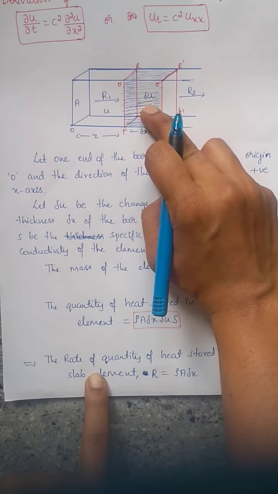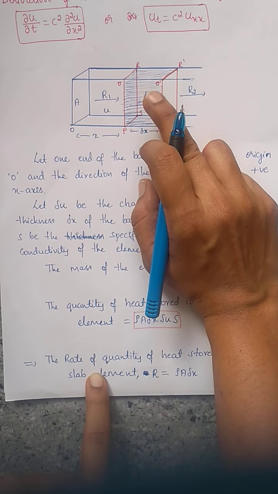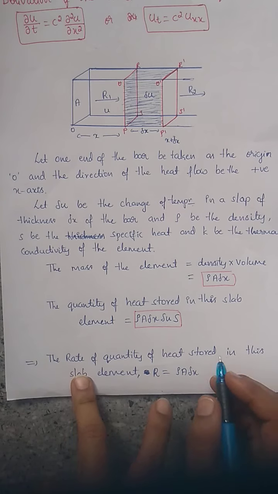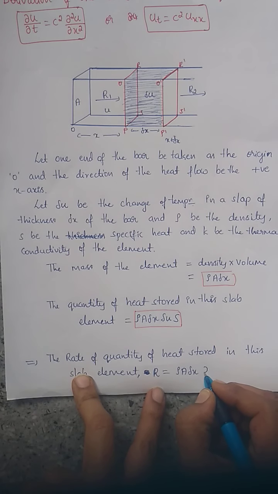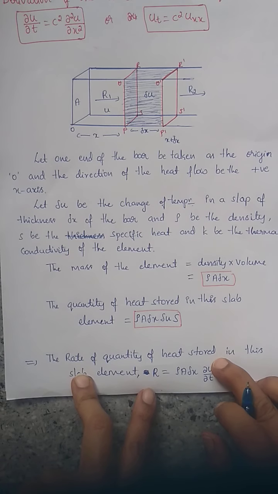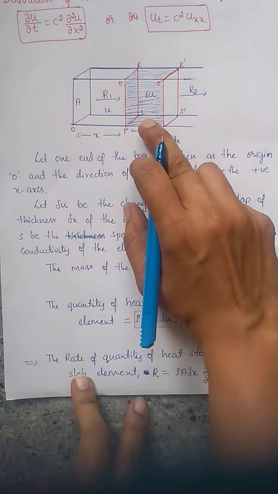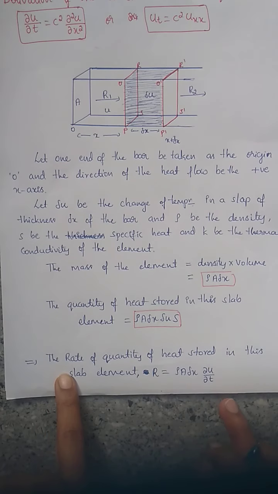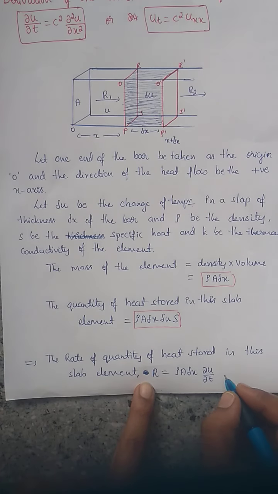Change of temperature. The change of temperature depends on the time. So the rate of quantity is nothing but the change of temperature depending on the time. Therefore, in place of delta U we can write dou U by dou T. Temperature depends on the time. So you have to find the rate of quantity; therefore, in place of delta U, I write dou U by dou T into S.